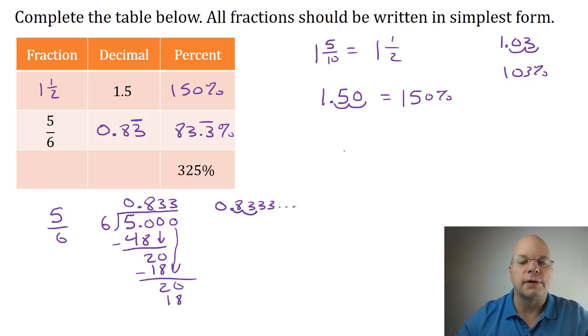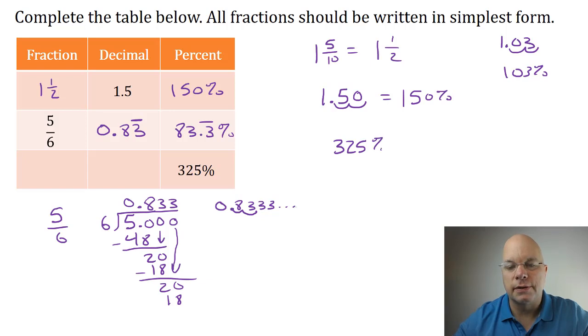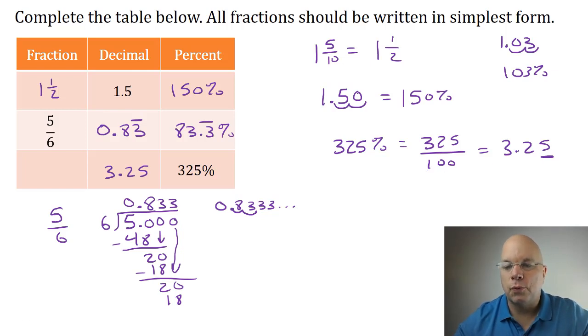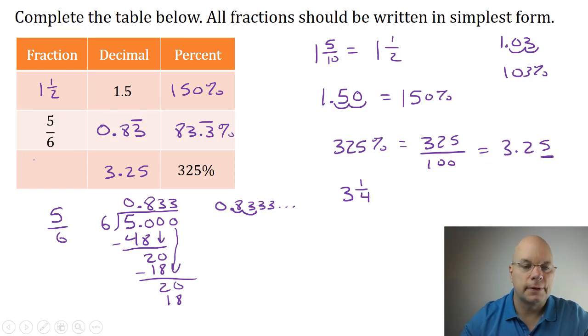Here we have 325%. 325% is equivalent to 325 hundredths. And so that's equal to 3.25. That's 325 ending in the hundredths place. And 0.25 is a quarter, so that's 3 1/4 as a mixed number.